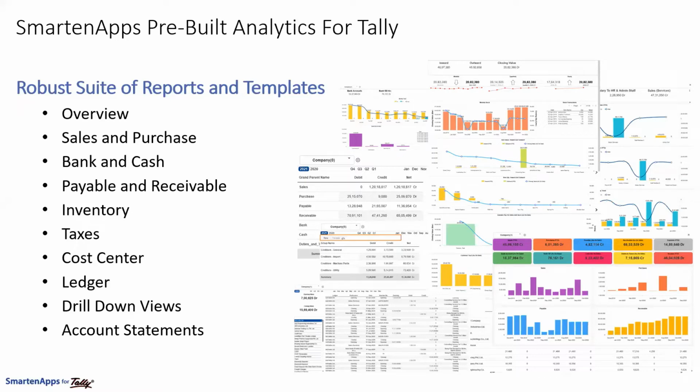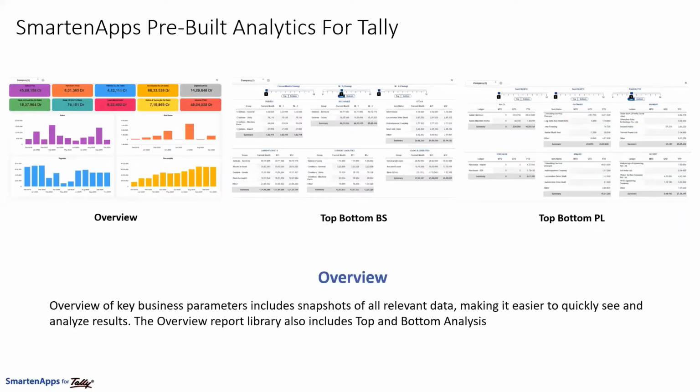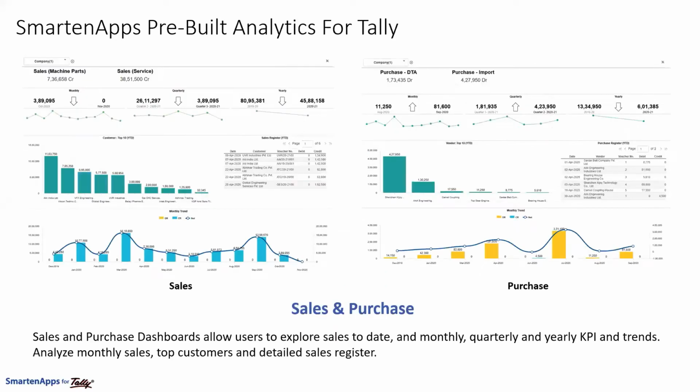So the overview is where you are getting the key snapshot of your business, where it is going, with some key KPIs and top-bottom analysis and trend analysis. In sales and purchase, you can have the KPIs for your monthly, daily and yearly. You can see how your sales is moving, who is bringing the sales, and how the sales is moving in terms of the monthly trend. And obviously you can drill down to details if you want to.